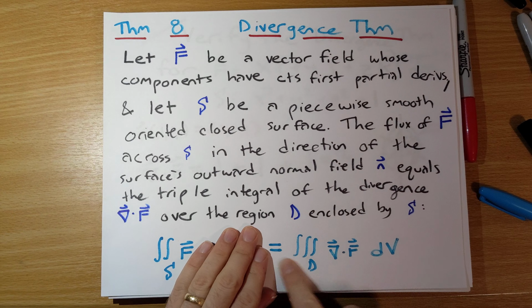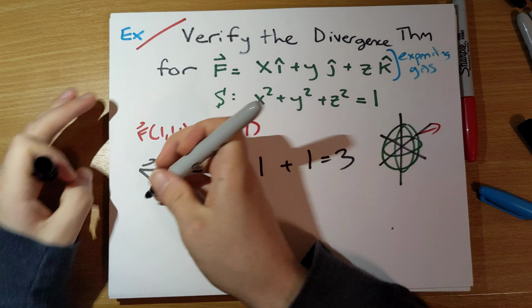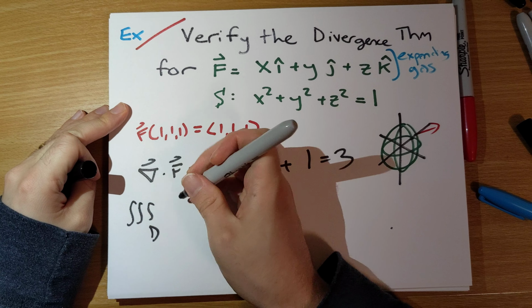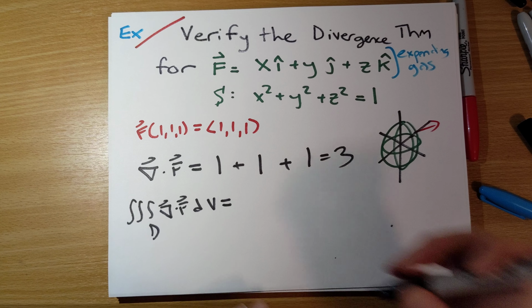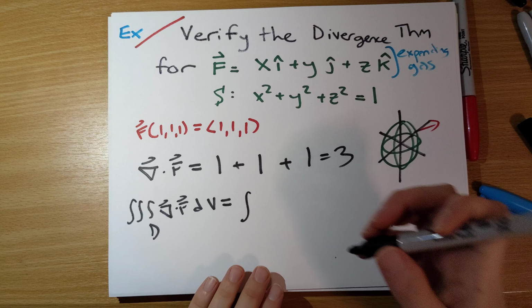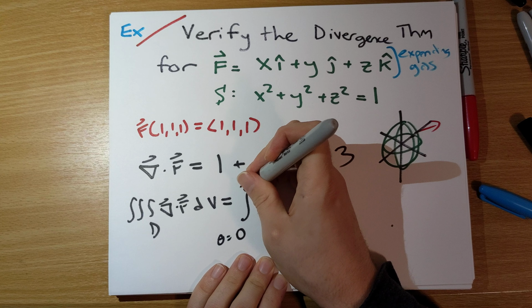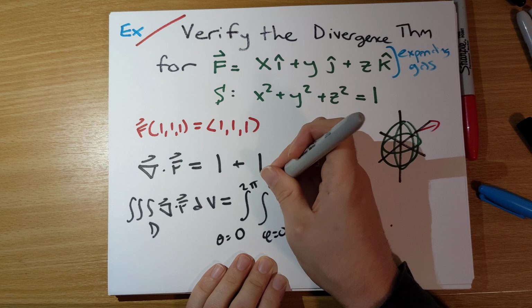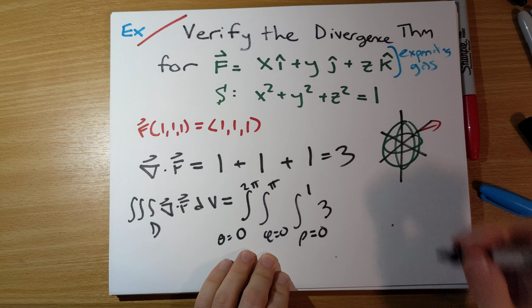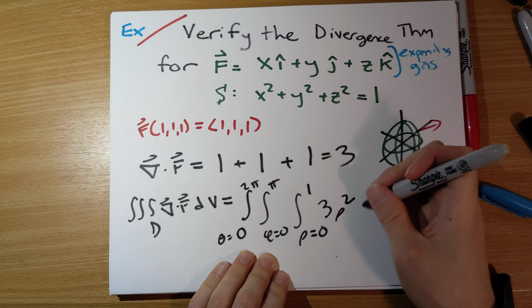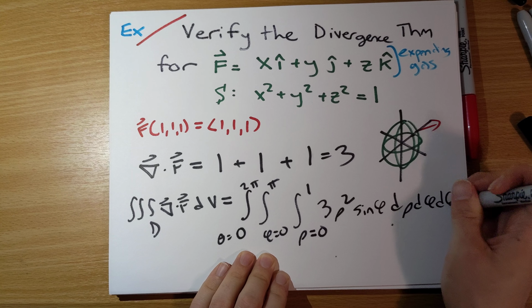So let's do this side first. Triple integral over the sphere of the divergence. Well, okay. This region is going to correspond to spherical coordinates here. Theta is running from 0 to 2 pi. Phi is running from 0 to pi. Rho is running from 0 to 1 here. Of 3 rho squared sine phi, d rho, d phi, d theta.